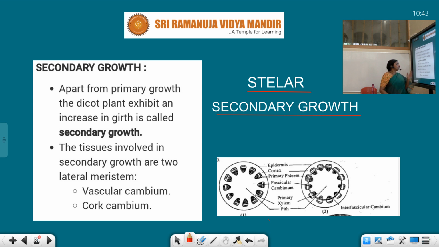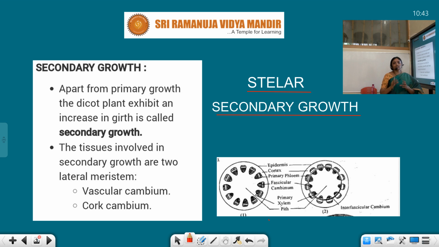So, let us see, the tissues involved in secondary growth are two lateral meristems. What are these two lateral meristems? One is vascular cambium and the second is cork cambium. So let's see what is vascular cambium. The first one is vascular cambium and the next one is cork cambium. So first of all, what is vascular cambium?